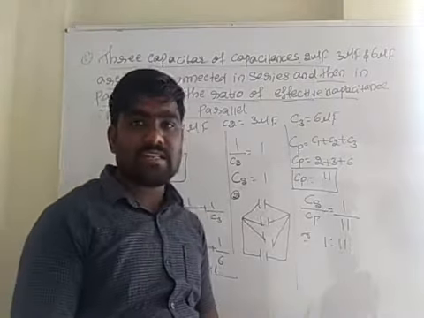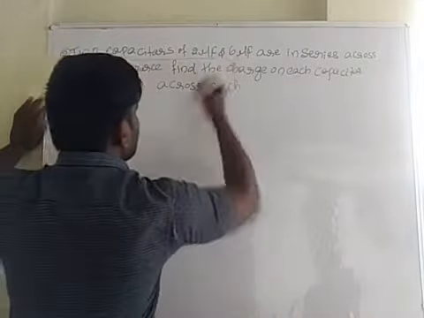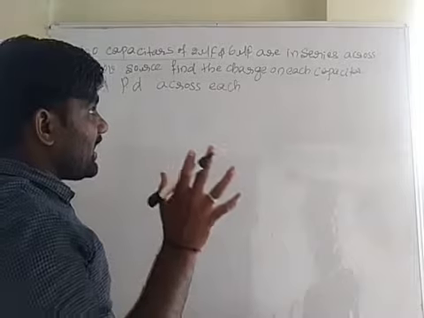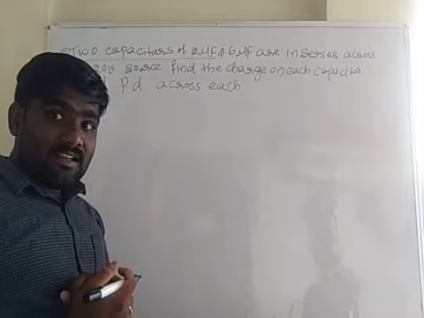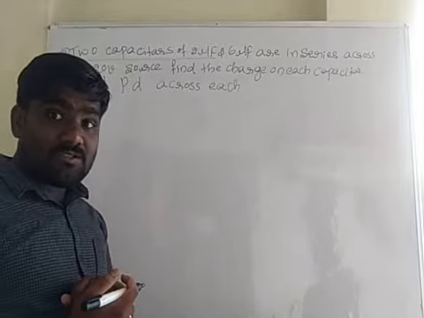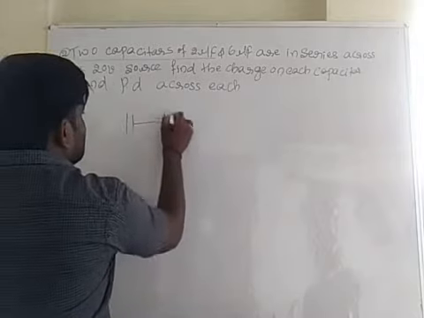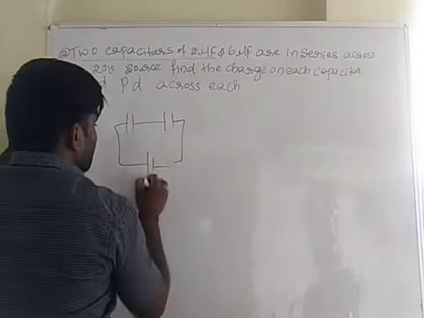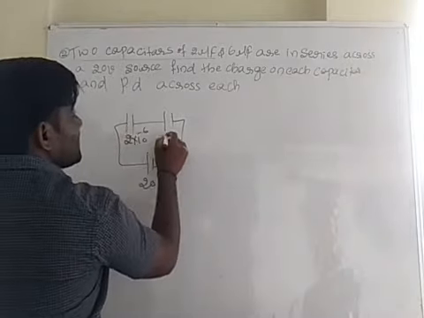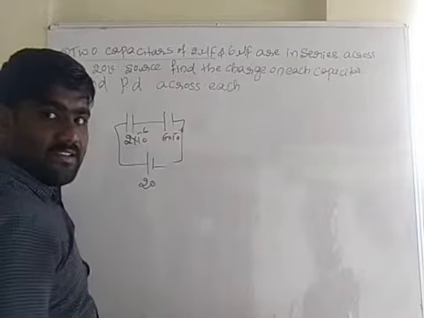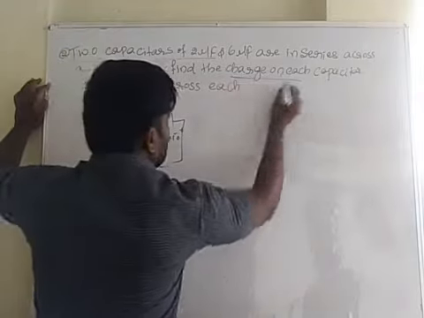So see the next question. Two capacitors, 2 microfarad and 6 microfarad, are connected in series. Only 2 capacitors are there. What is our formula? C effective is equal to C1 C2 divided by C1 plus C2. And voltage is also given: these 2 capacitors are connected in series with the voltage 20, and C1 is 2 into 10 to the power minus 6, C2 is 6 into 10 to the power minus 6 farad. Then what he had asked: charge on each capacitor.